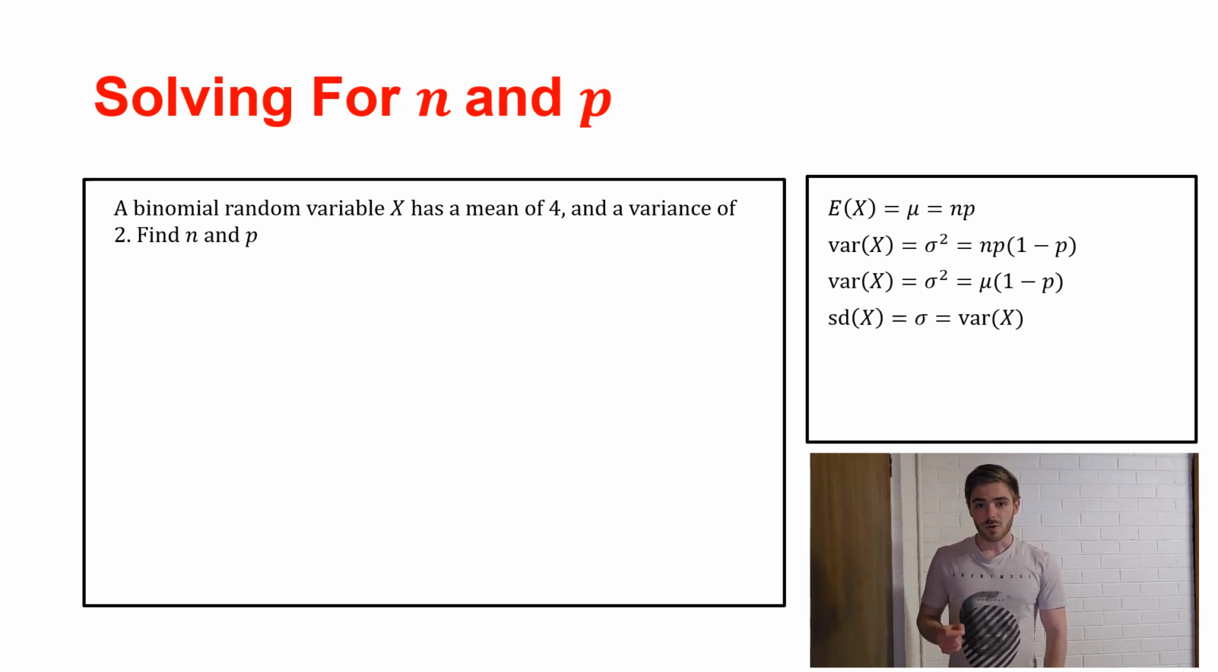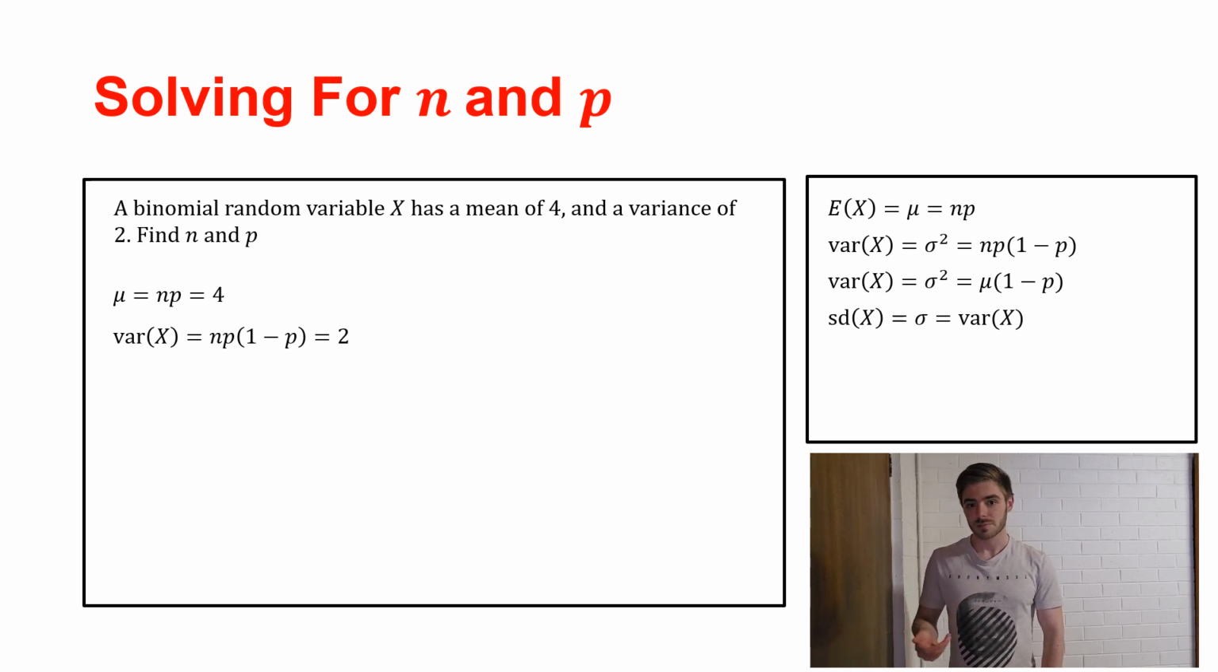This is also going to be solved by subbing into their equivalent equations. We're told that the mean is 4, hence n multiplied by p must be 4. We're told that the variance is 2, hence np multiplied by 1 minus p must be 2. Now, if you want, you can solve this simultaneously. You've got 2 equations and 2 unknowns. That will work perfectly fine.